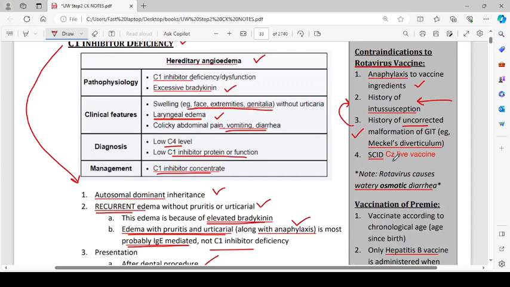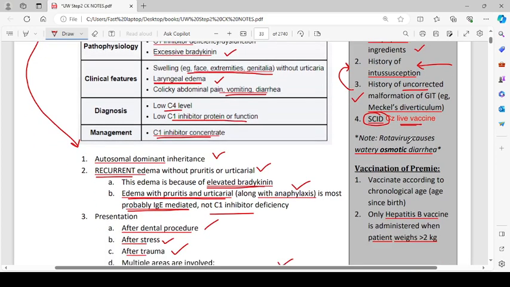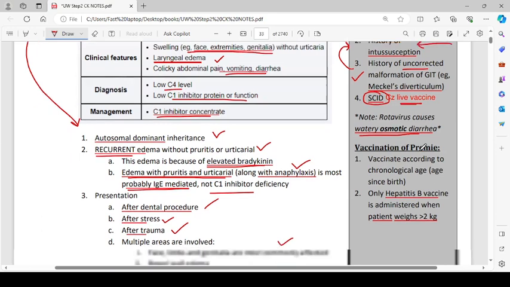And then we have severe combined immunodeficiency. Because it is a live vaccine, in people who have severe combined immunodeficiency we cannot give this, because, A, they cannot mount an immune response to it, and B, they will become very severely infected by the vaccine material itself. Rotavirus causes watery osmotic diarrhea.